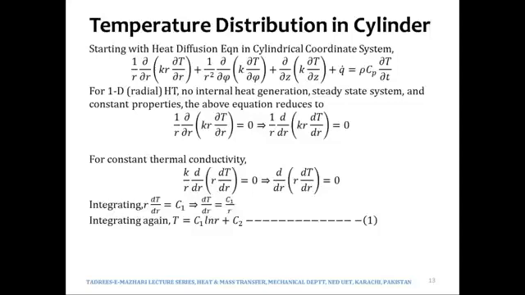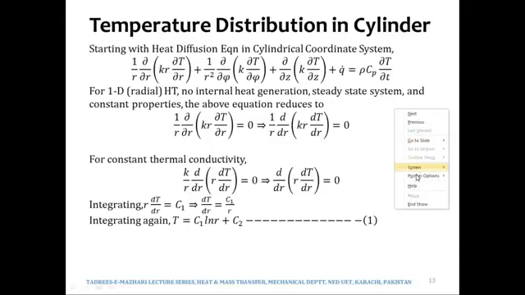Exercise for the case of cylinder, means we would be finding out the temperature distribution, and then we would be finding out the thermal conductive resistance in cylindrical coordinate system. See, if you recall, we had started with the Cartesian coordinate system heat diffusion equation. So over here we will do the same thing, means we will start with the heat diffusion equation for cylindrical coordinate system.